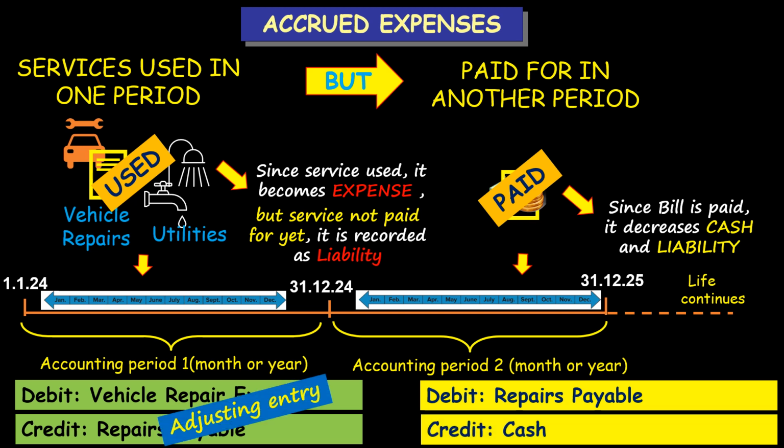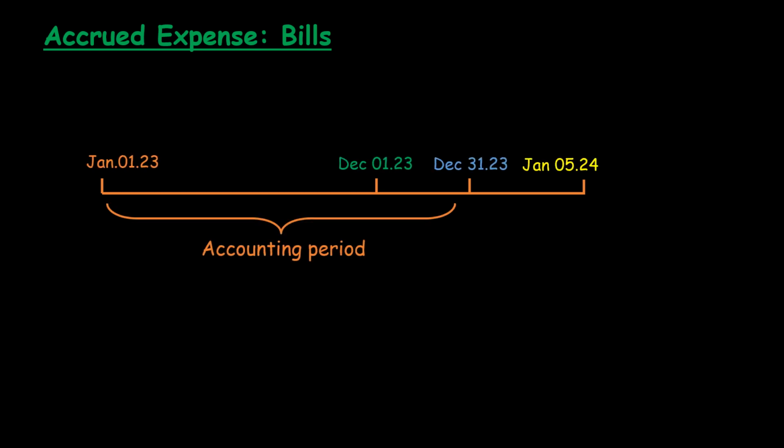Now the second one, by the way, is not an adjusting entry. So let's look at some specific examples of each type of accrued expense that you will encounter in work life. First of them is bills. This line represents an accounting period. So you have an accounting period running from January 1st, 2023 to December 31st. But we have some other dates on this line. So December 1st, 2023 and January 5th, 2024.